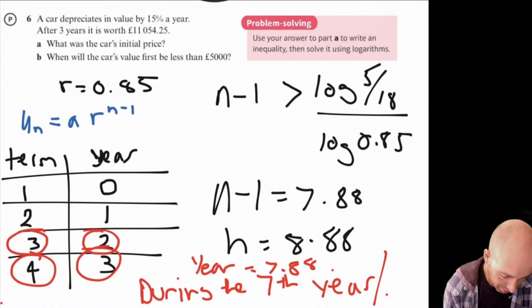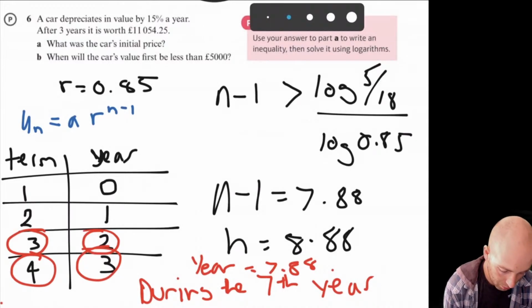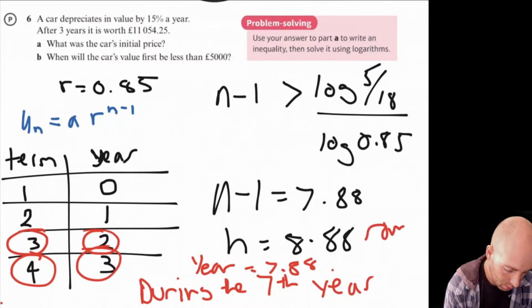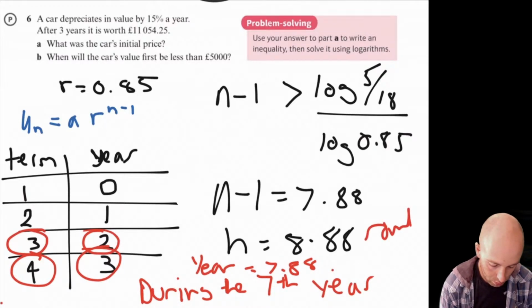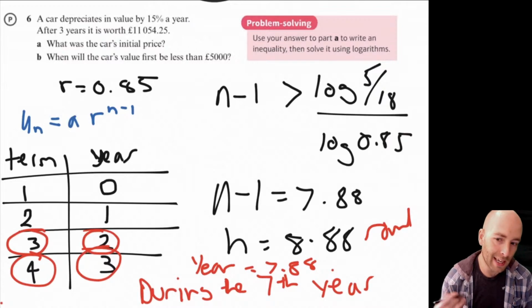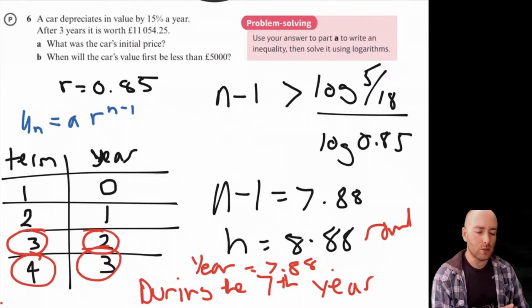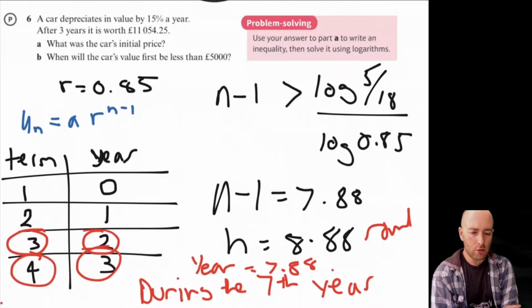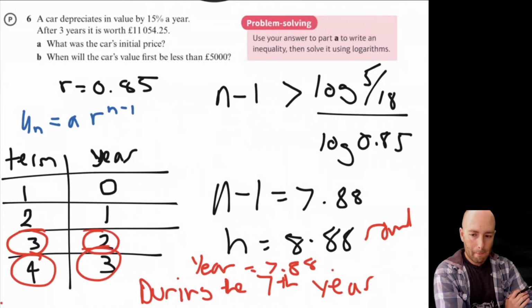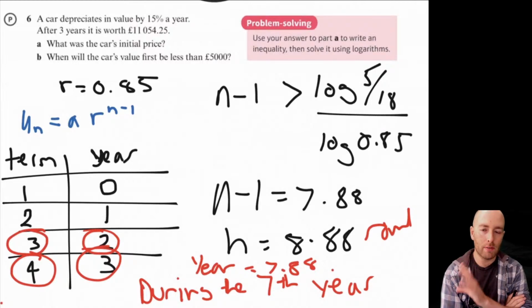If you're rounding up, you might want to say round to 9, that would then be the 8th year, so after 8 years. There's a couple of ways you can word it. As long as your maths backs it up, you'll be okay though. It's a bit of a vague question. Does that make sense to everybody why it's during the 7th year? So always draw this table. Whenever it's a modelling question, draw a table so you know how you're linking term and year.